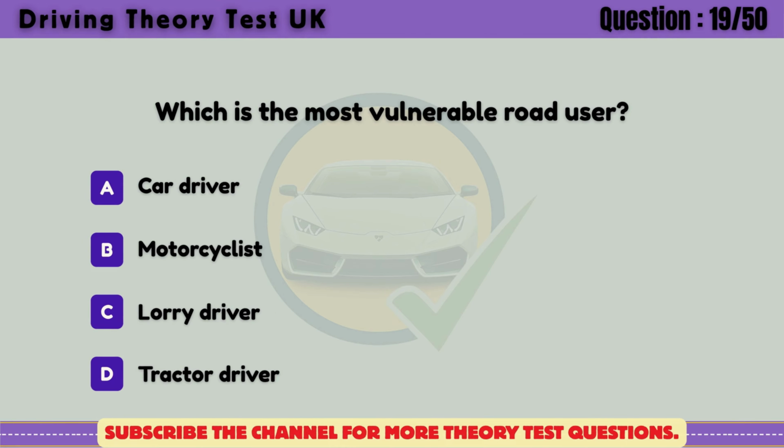Question 19. Which is the most vulnerable road user? Option A. Car driver. B. Motorcyclist. C. Lorry driver. D. Tractor driver.